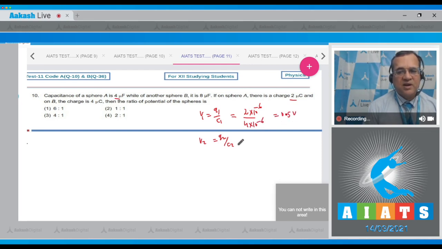volt. For the second, the charge is 4 microcoulomb and its capacity is 8 microfarad, so this is 0.5 volt. So both potentials are equal, therefore V1 by V2 is equal to 1. So the answer to this question is option number 2.